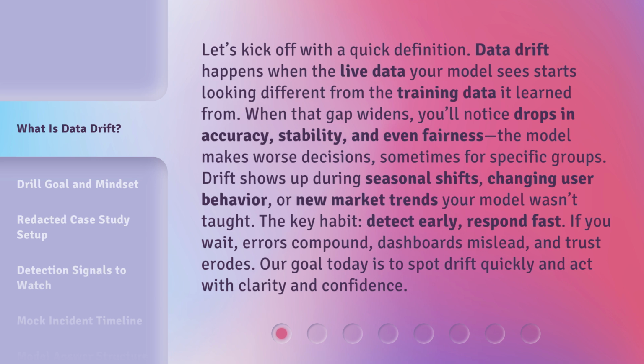Data drift happens when the live data your model sees starts looking different from the training data it learned from. When that gap widens, you'll notice drops in accuracy, stability, and even fairness. The model makes worse decisions, sometimes for specific groups. Drift shows up during seasonal shifts, changing user behavior, or new market trends your model wasn't taught.